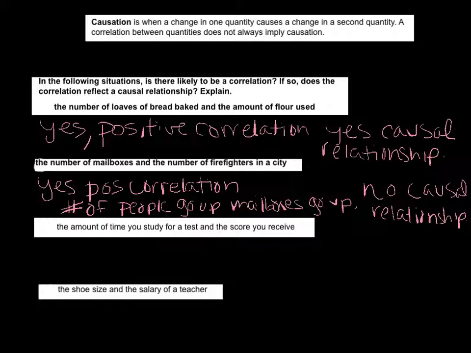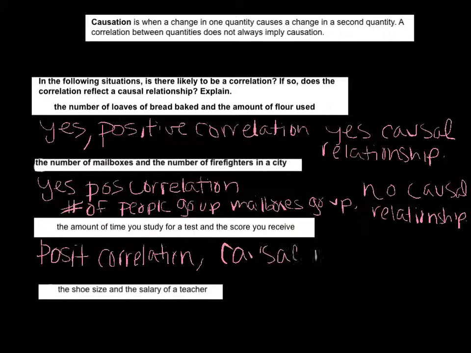Okay, next one, the amount of time you study for a test and the score you receive. Well, this is going to be a positive correlation. And it's also going to be a causal relationship. Okay? It's a positive correlation because they both go up at the same time. You study more, your score goes up. And it's a causal relationship because the more you study, the more your score goes up. And if your score goes up, you probably studied more.